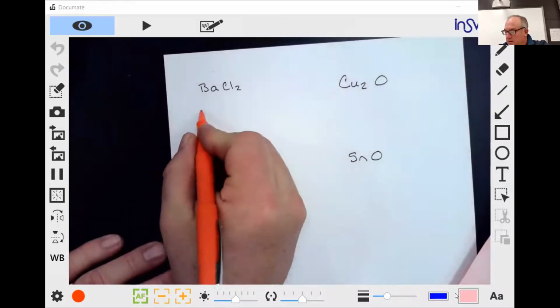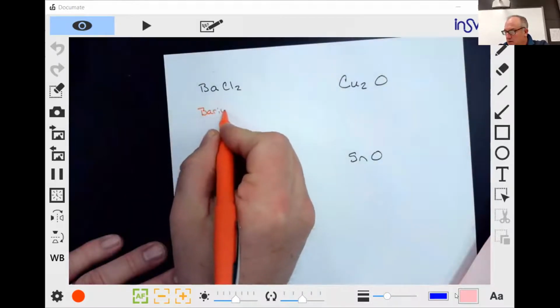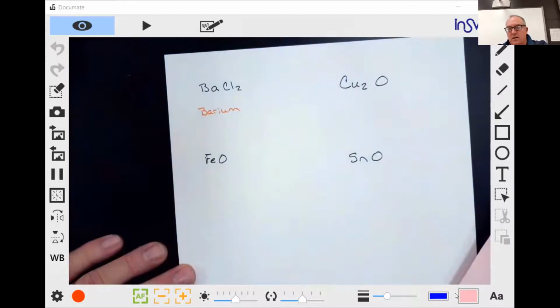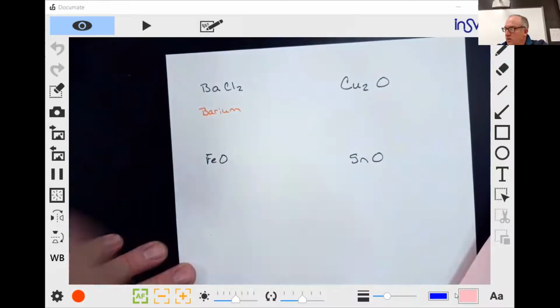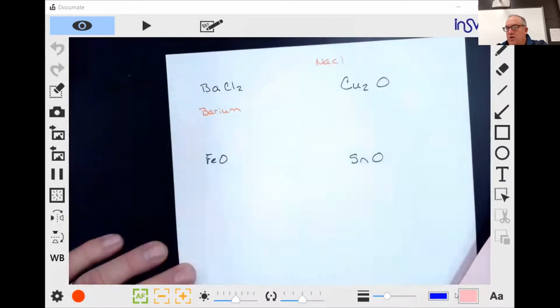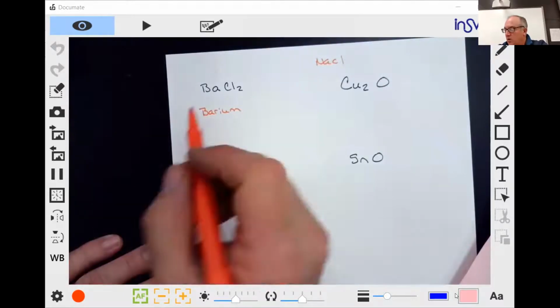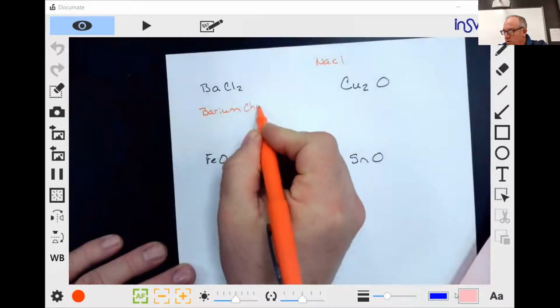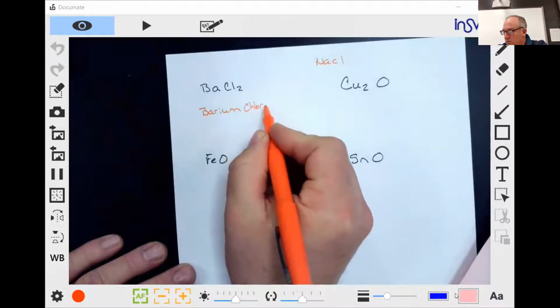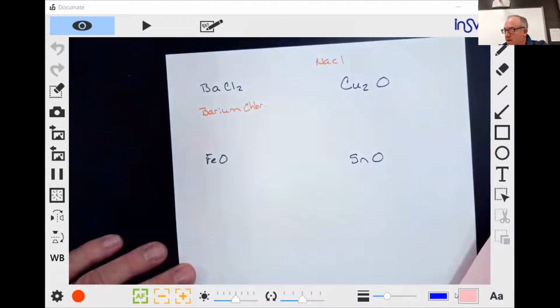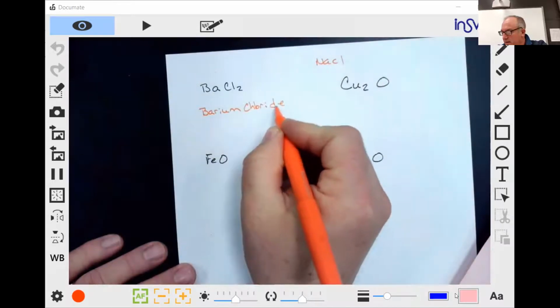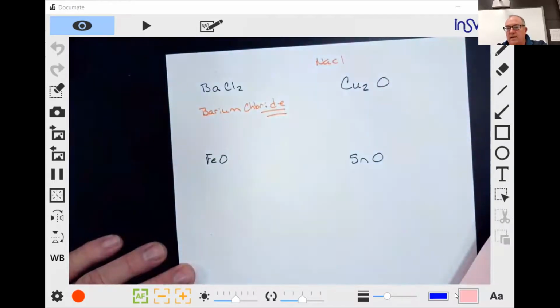Well, the metals always get the full name. The non-metals, and you've already been doing this, if I gave you NaCl, you would automatically say sodium chloride. You wouldn't say sodium chlorine. That just sounds funny. So what we do is we give the beginning of the name and then we add IDE.